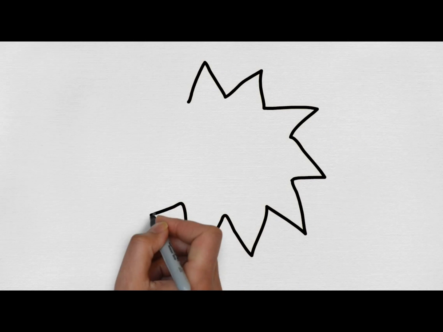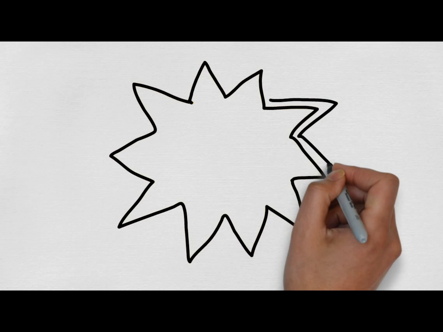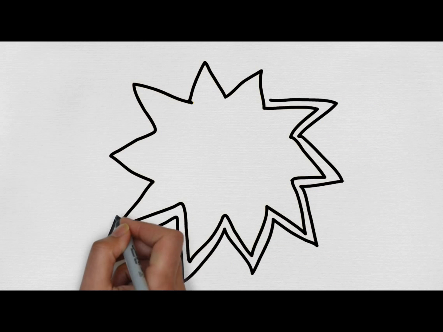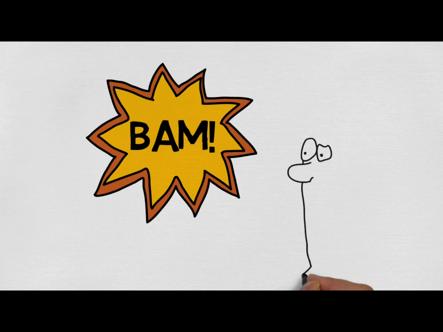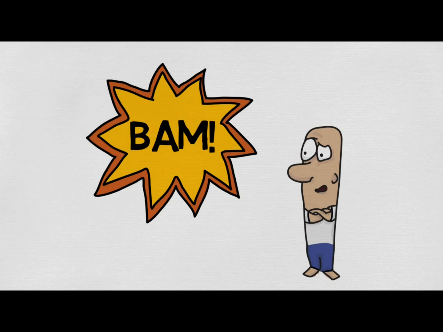Let me briefly explain the process that we use when we do not know why an event occurred. Let's say we have an event. Bam! We need to figure out why it happened so it won't happen again.